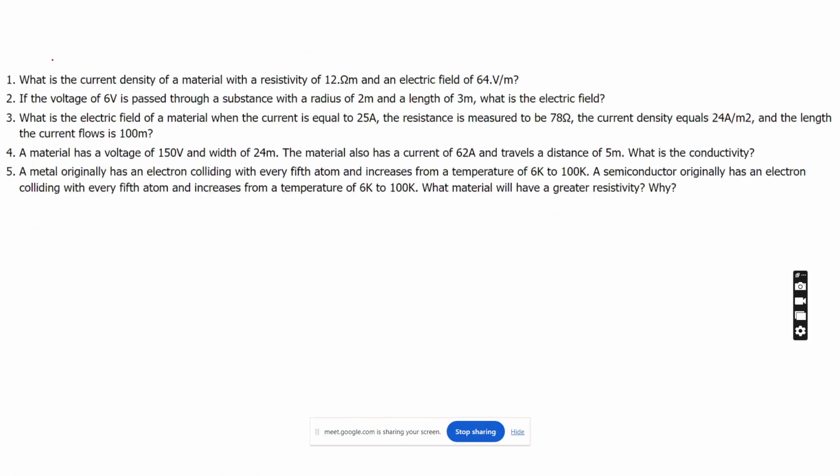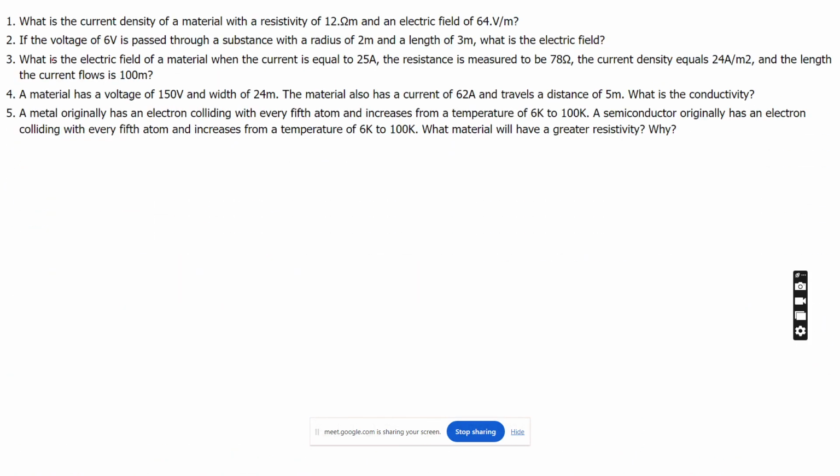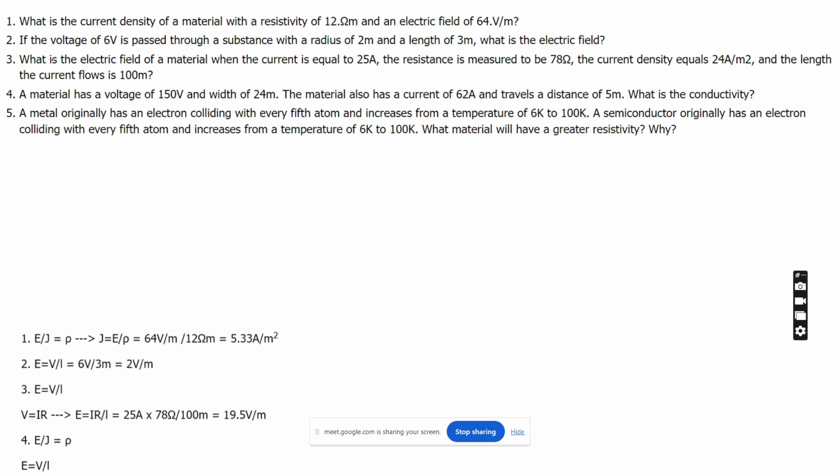So first we will go to the small mathematical problem. The first question: what is the current density of the material with resistivity of 12 ohm meter and the electric field of 64 volt per meter? Similarly, if a voltage of 6 volt is passed through a substance with a radius of 2 meter and a length of 3 meter, what is the electric field?